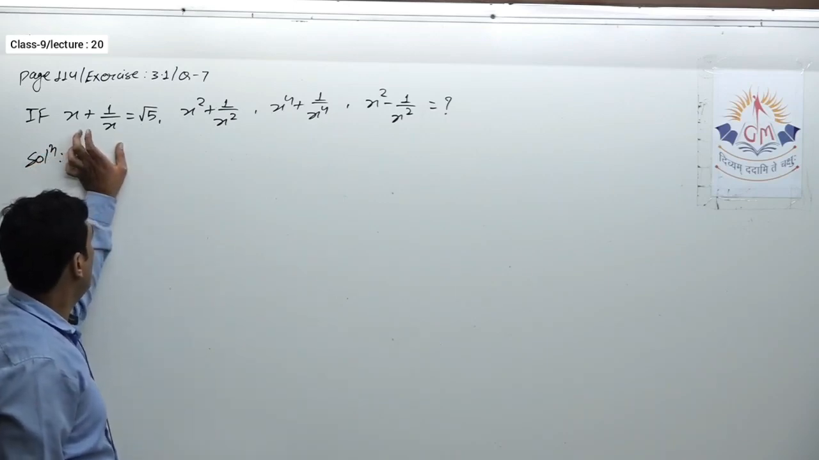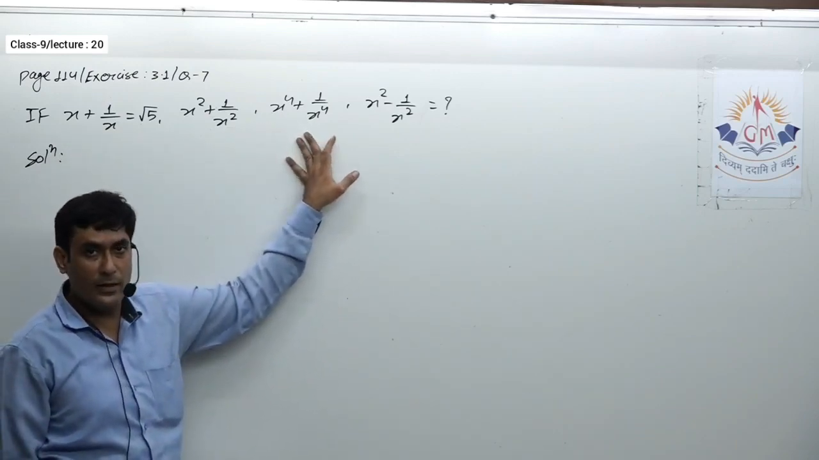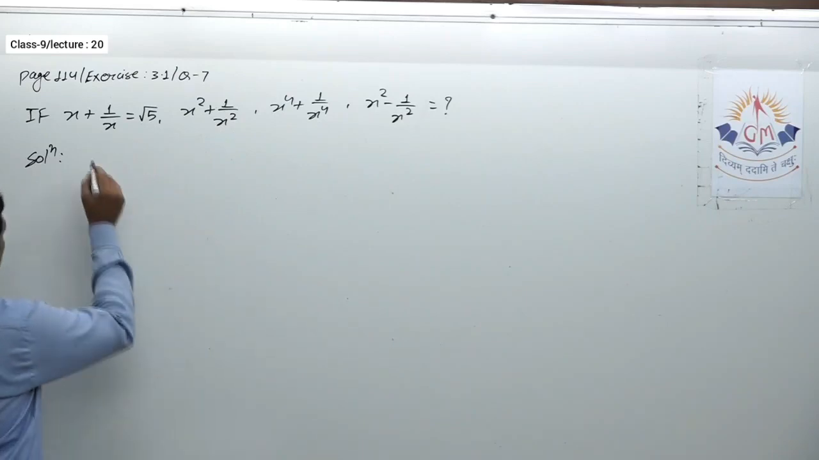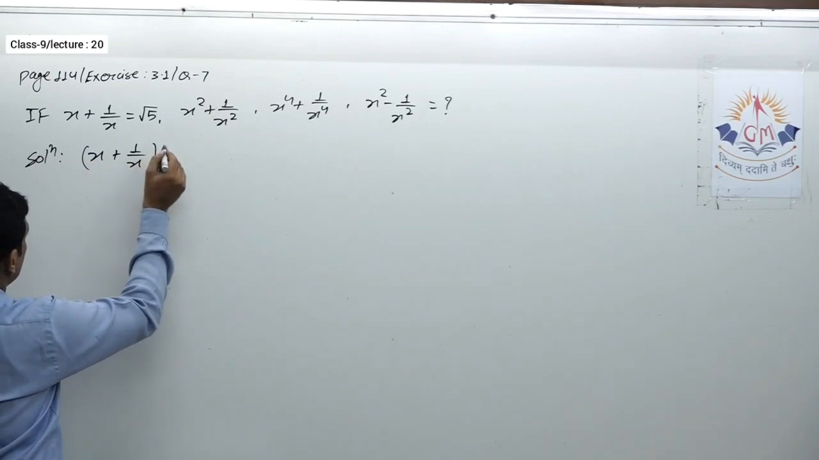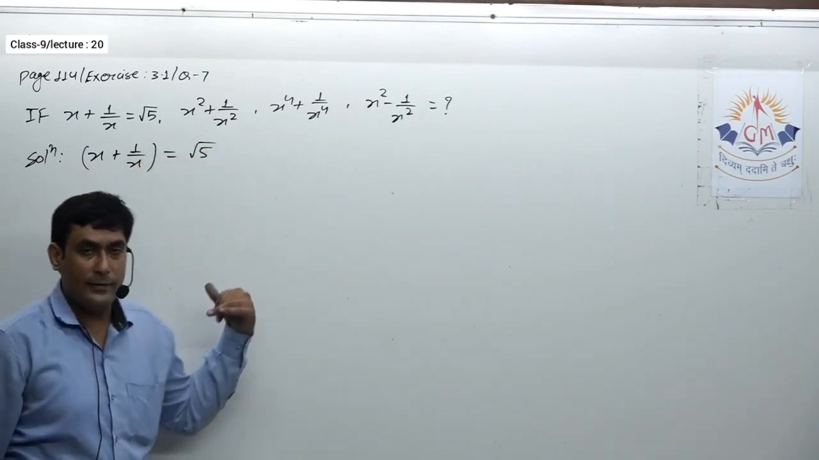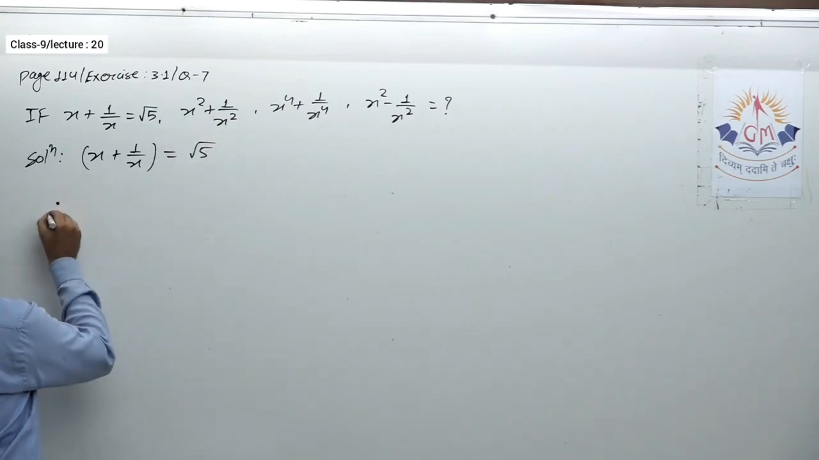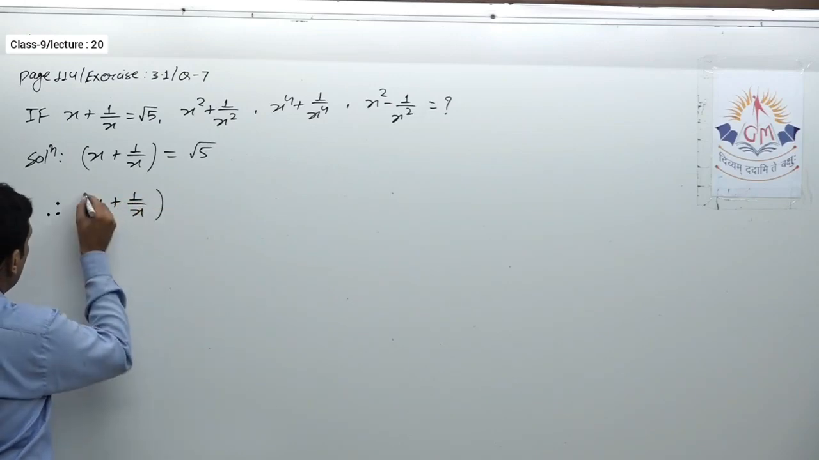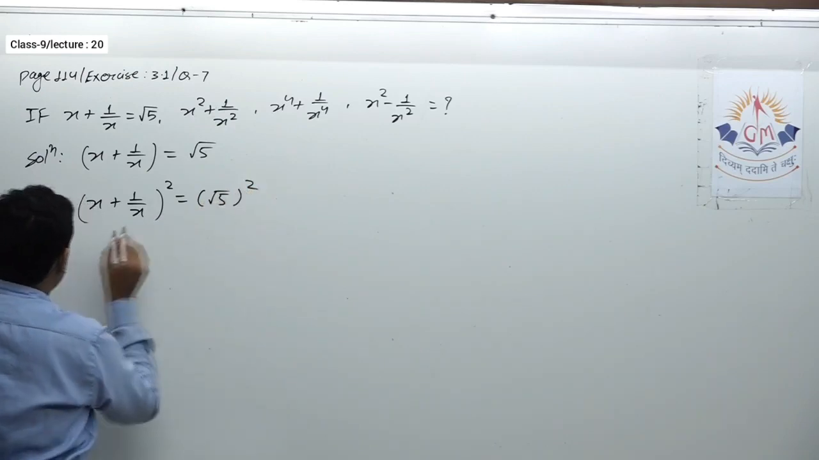Again, a smaller expression is given and two higher expressions they are asking. Actually, three higher expressions. So definitely we have to start with the given expression x plus 1 upon x, which is equal to root 5. So next step we have to make its square to obtain this. It's very easy. We already saw this type of sum. So x plus 1 upon x whole square is equal to root 5 square.